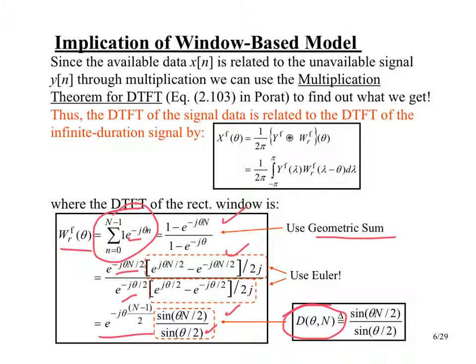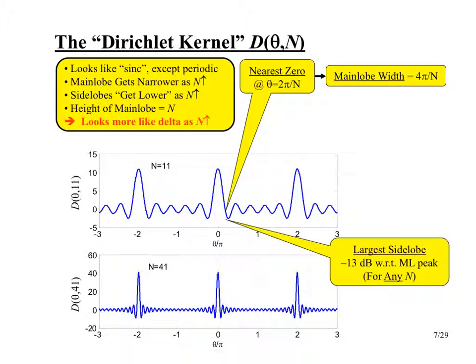There's this phase term out in front that isn't the most interesting part. It's really the sine over the sine part, and Porat calls that the Dirichlet kernel, so named after a famous mathematician named Dirichlet. So this thing looks sinc-like. It's not exactly like a sinc, but it's sinc-ish, or sinc-esque, or sinc-like. So that's what we got. And so there's a plot of it, just the Dirichlet kernel part without the phase part. And so that's real, so we can just plot it versus theta.